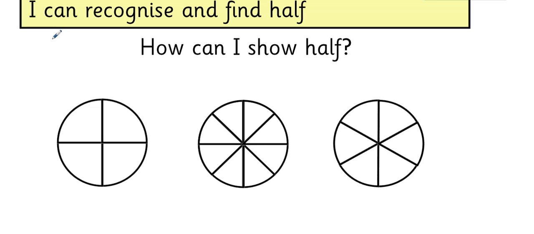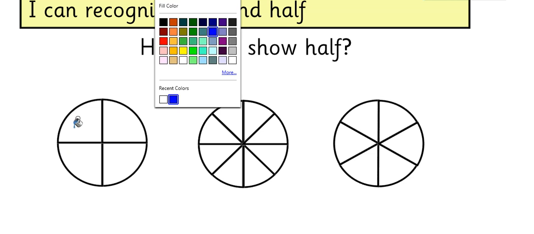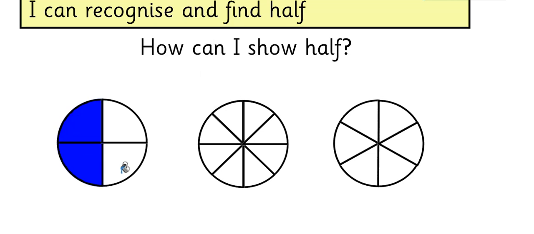Okay. Let's look at the first one. Two to colour in half. The second one, we want it to look like this. We're visualising that straight line down the middle. 1, 2, 3, 4 this time. And again, straight line down the middle if we can.